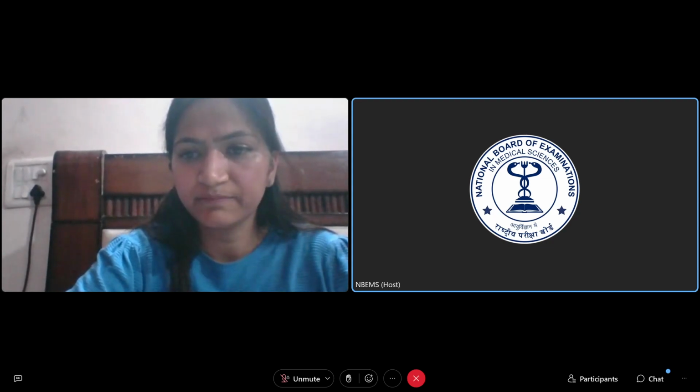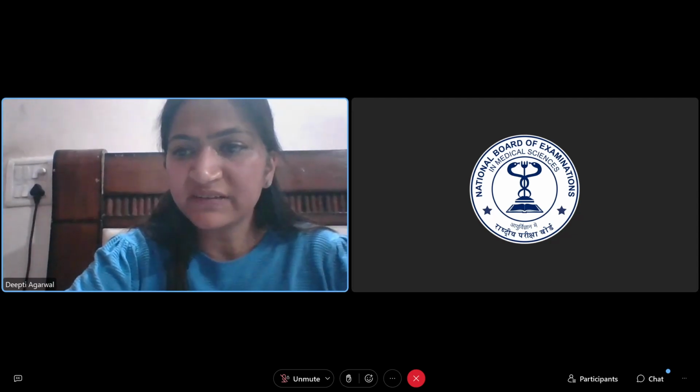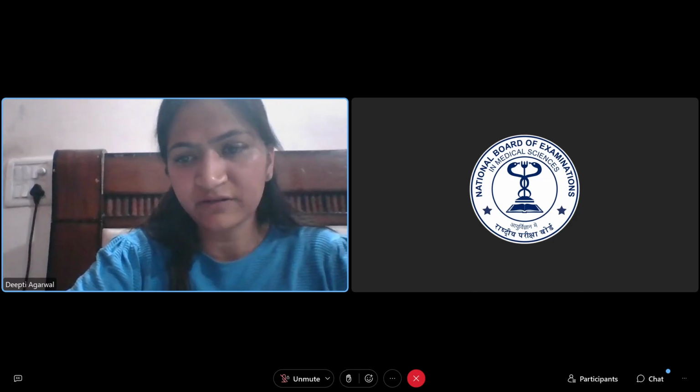Recommended weight. Yes, the minimum weight should be 10 pounds, that is 4.5 kg for the child for any surgery. So that is followed in the cleft lip repair also.